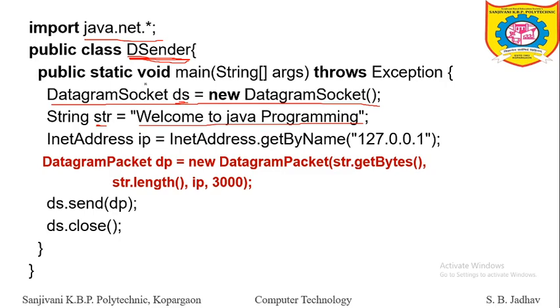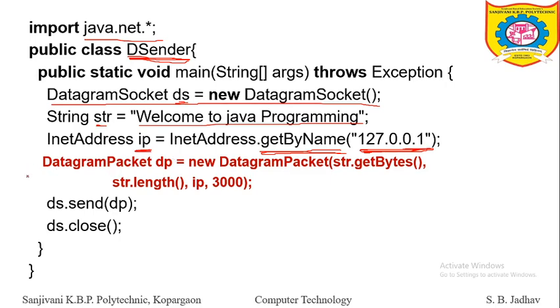Before that, we'll create an IP address by using the getByName factory method of the InetAddress class, as we are using the sender and receiver on the same computer. That is why we have used the IP address 127.0.0.1. So this will be available as a destination address.